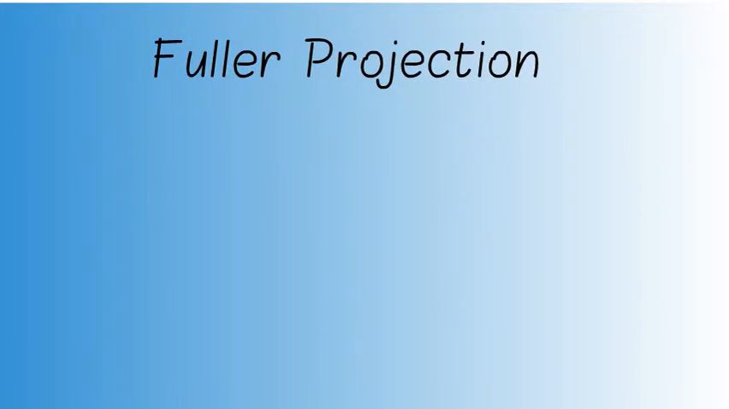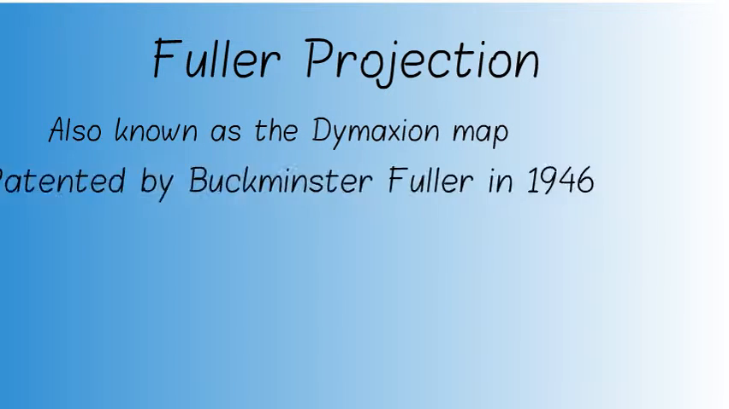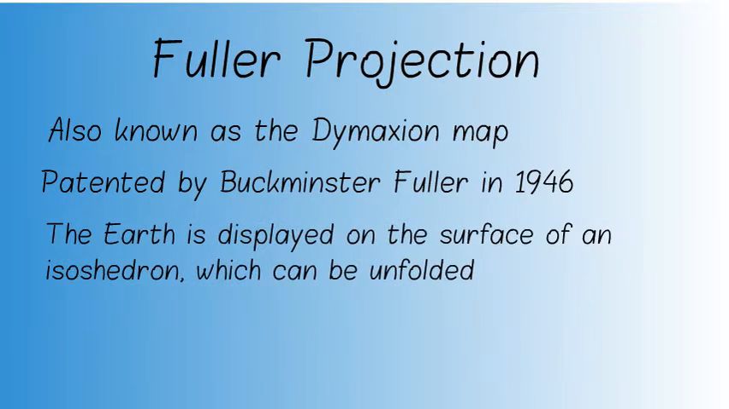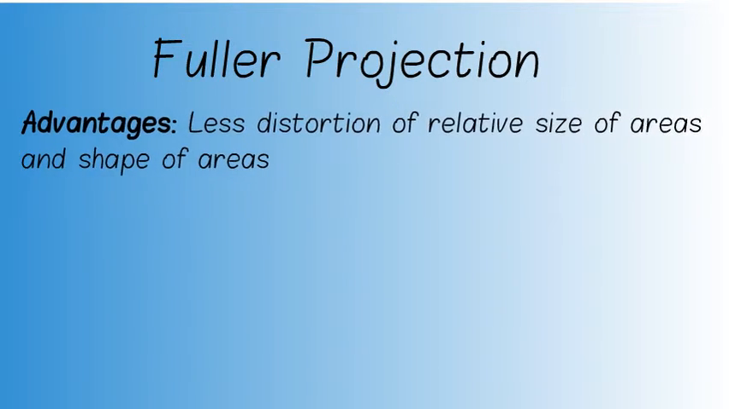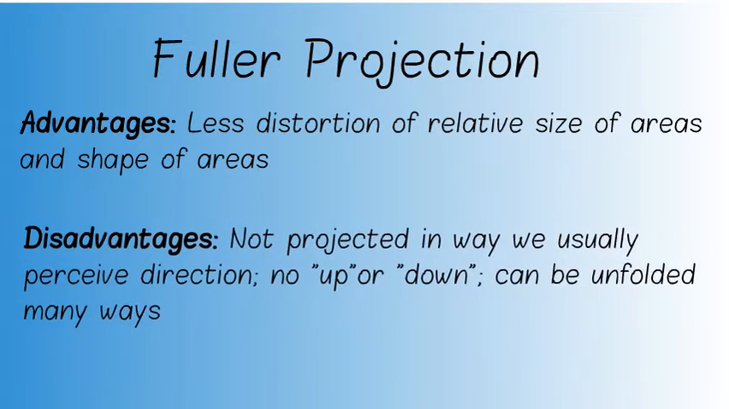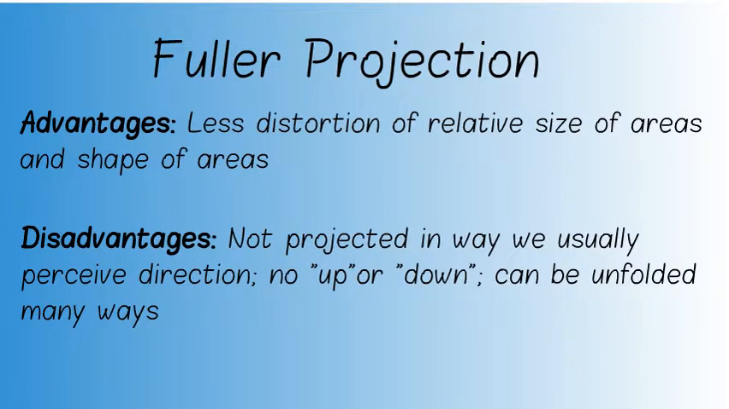The Fuller projection, also known as the Dymaxion map, patented by Buckminster Fuller in 1946. The Earth is displayed on the surface of an icosahedron, which can be unfolded. Advantages: less distortion of relative size of areas and shape of areas. Disadvantages: not projected in a way we usually perceive direction. There's no up or down. It can be unfolded in many ways.